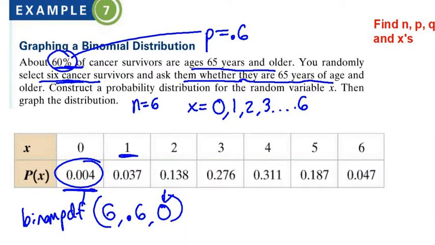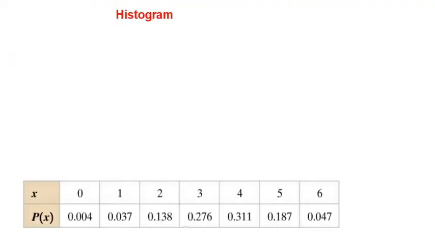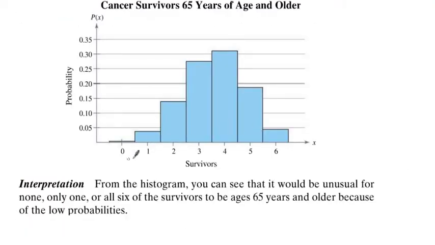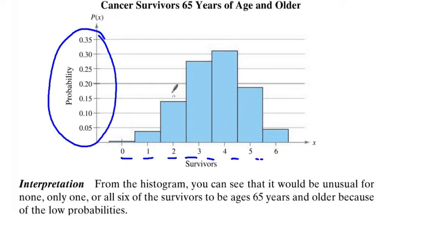The last thing we want to do is graph it. So I'll show you how they do it by hand. Here's their drawing by hand right here. You can see here's the 0 through 6 on the bottom, and you just make a Y scale and show your bars. How would you do this on the calculator?